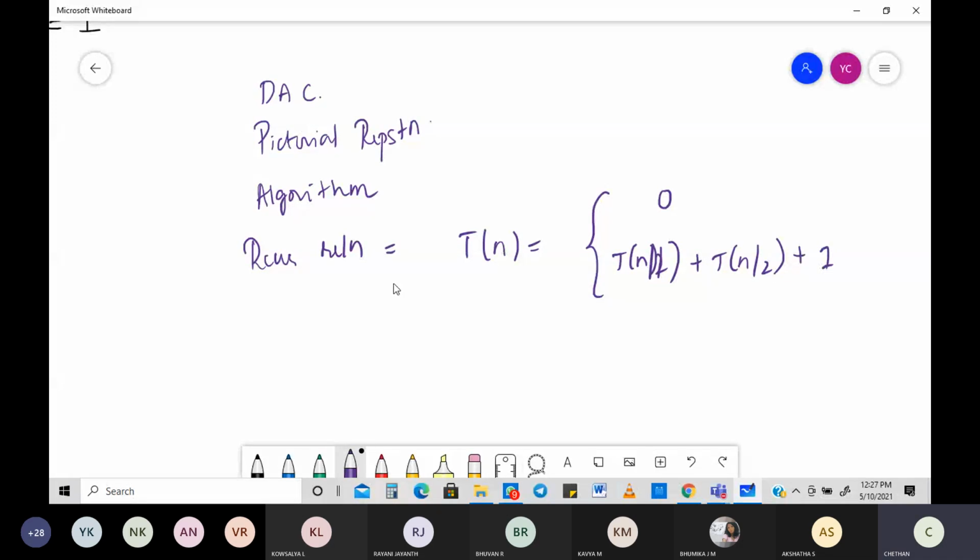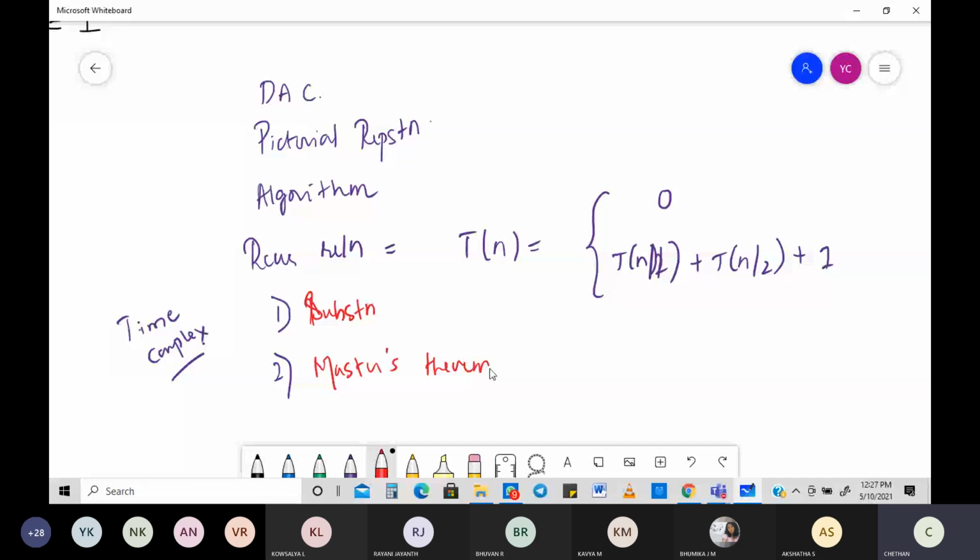Very correct. Then based on this recurrence relation, you found out the time complexities of it. In the time complexities, what are the two things that you have? The first one is the substitution method, and the second one is Master's theorem. This is huge. You studied so many things right here. Fine, that's all fine. But is that the end of it?